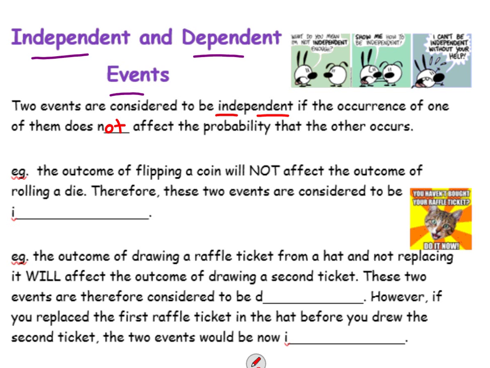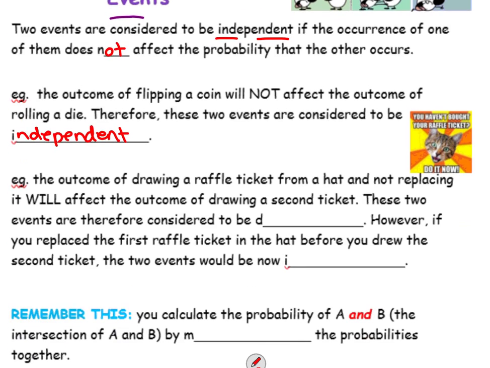If you flip a coin, the outcome of flipping a coin won't affect the outcome of rolling a die. A die just means a dice. Therefore, these 2 events are considered to be independent, because the outcome of one doesn't affect the outcome of the other.